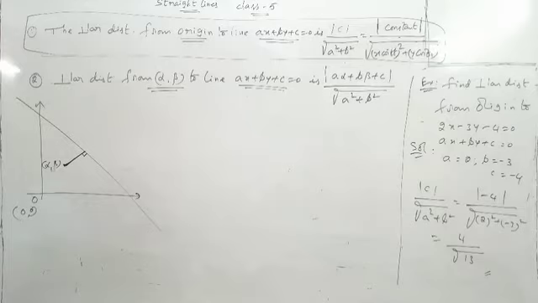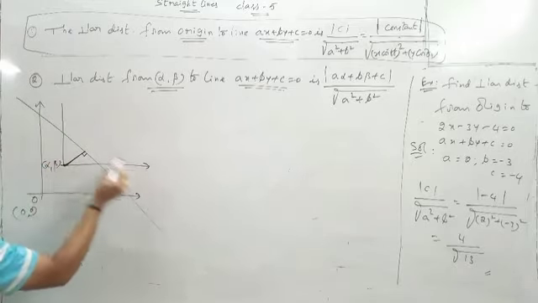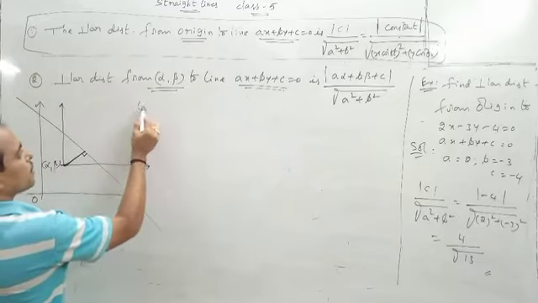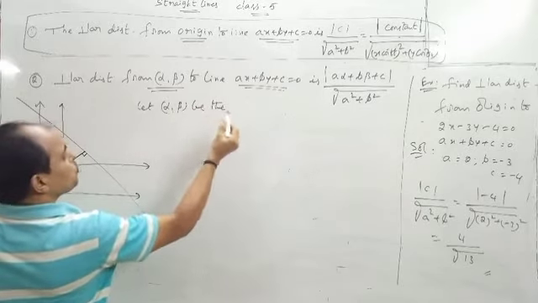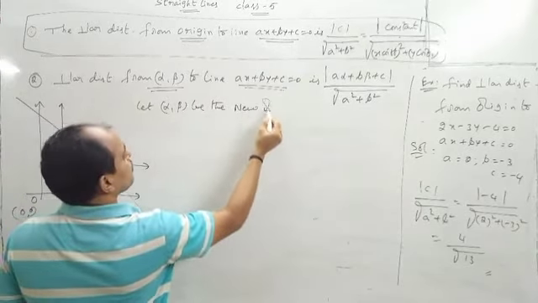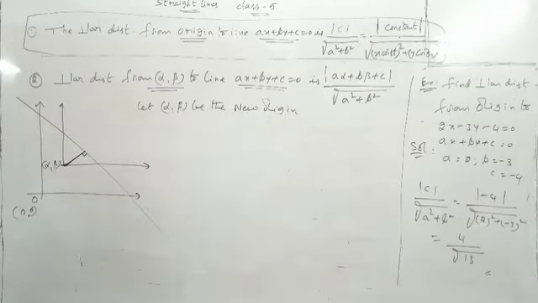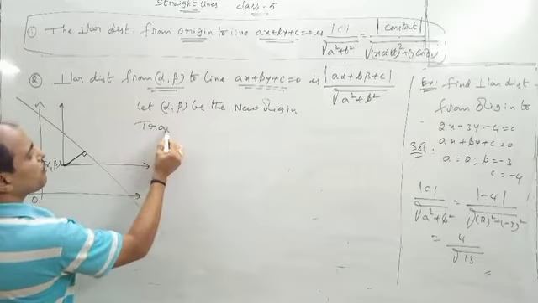I am shifting the origin to this point. Let this be the new origin. Let alpha comma beta be the new origin. This is the new origin. I have moved the origin there. Okay? Next, what will be the equation of the line? The transformed equation of the line.